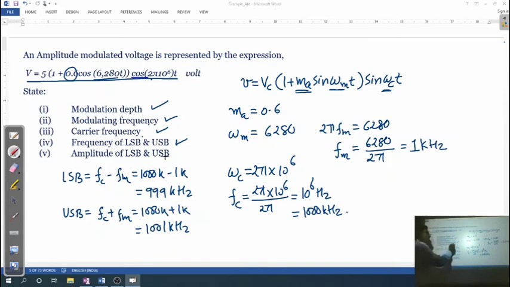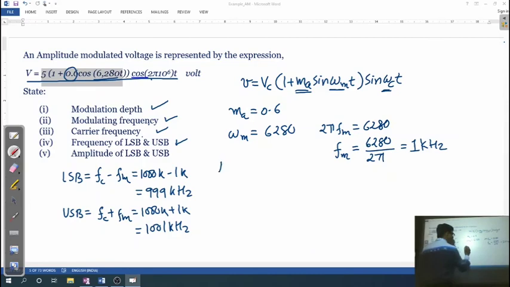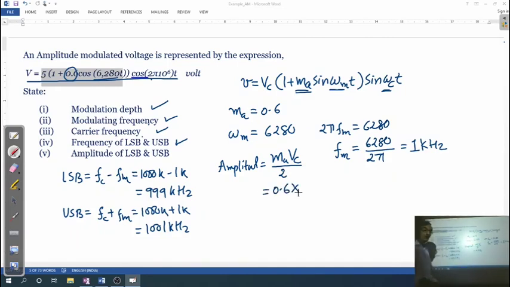Now the amplitude of these two sideband frequencies. What is the formula? It is Ma Vc by 2. Whether you are calculating the amplitude for the upper sideband or for the lower sideband, in both cases the amplitude is the same. So Ma Vc by 2. Already we know my modulation index, it is 0.6. What is Vc?